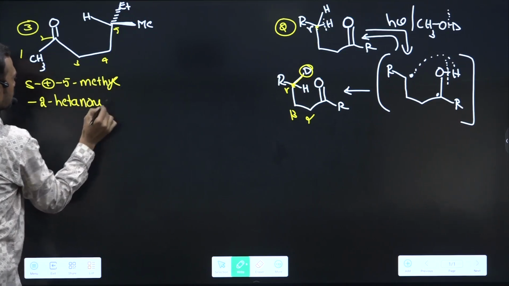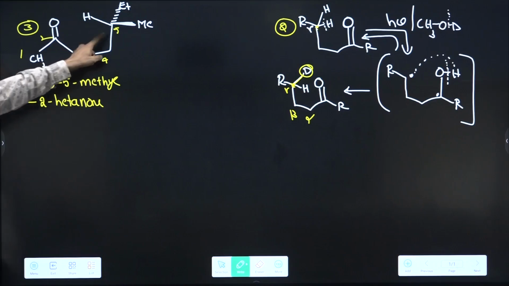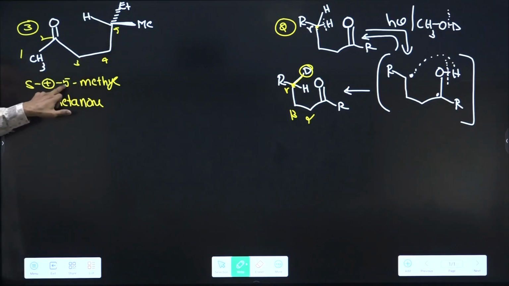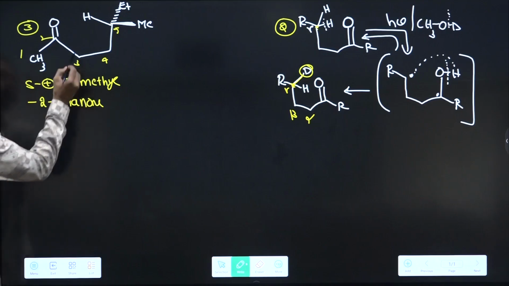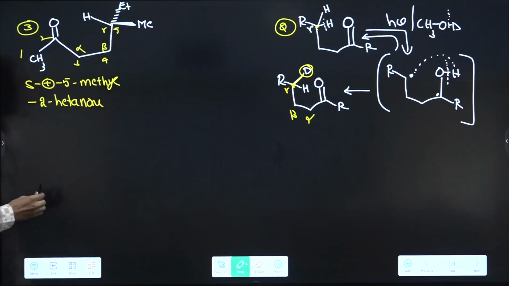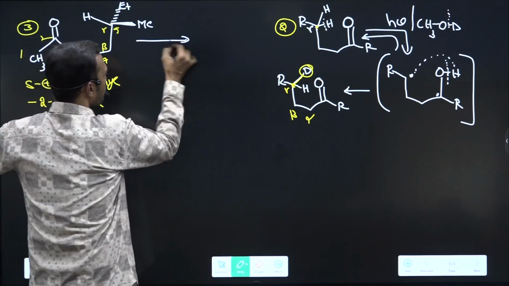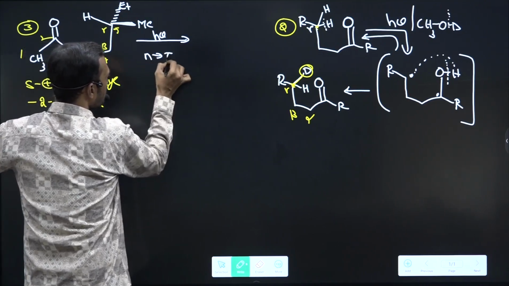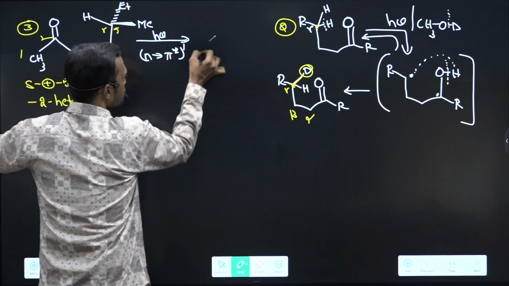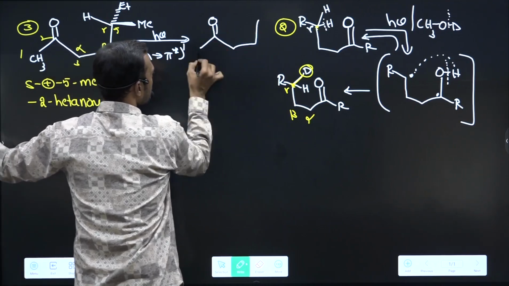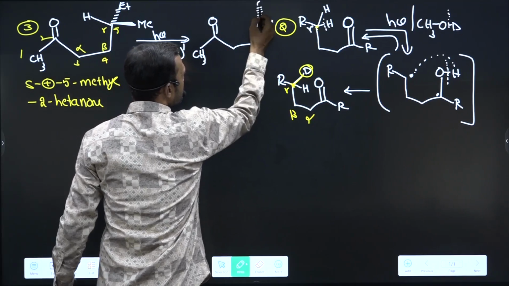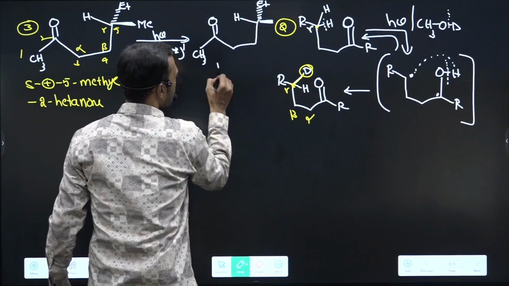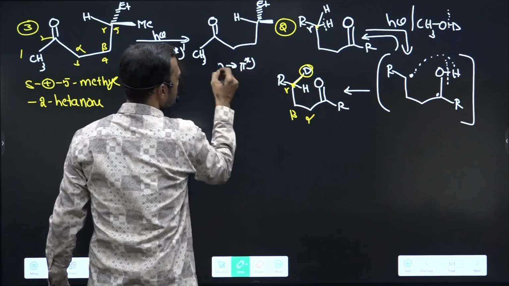This molecule name is (S)-(+)-5-methyl-2-heptanone. The configuration is S. So the fifth carbon has the methyl, and this carbon has the S configuration, and it is a dextro molecule. So this molecule has a gamma carbon: alpha, beta, gamma. When this molecule is photochemically irradiated, initially you will get the n-π* singlet. This is methyl, this is ethyl, and here it is hydrogen. So now it gets activated into the n-π* singlet like this.